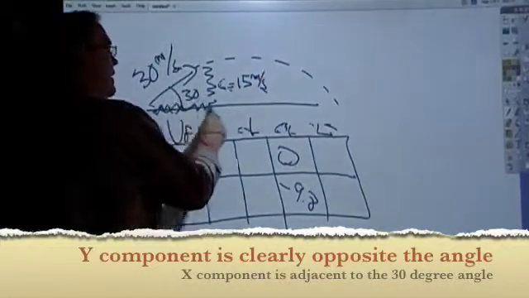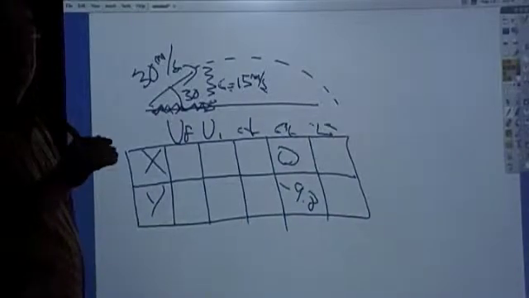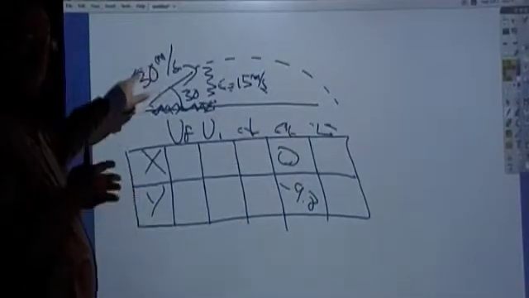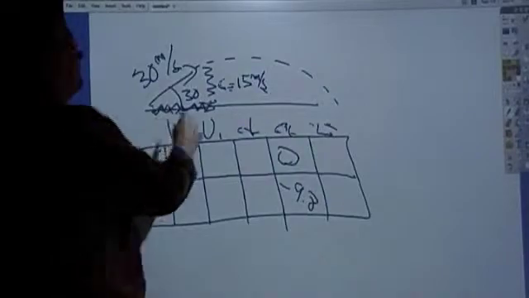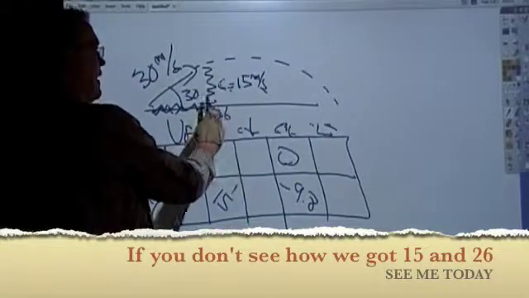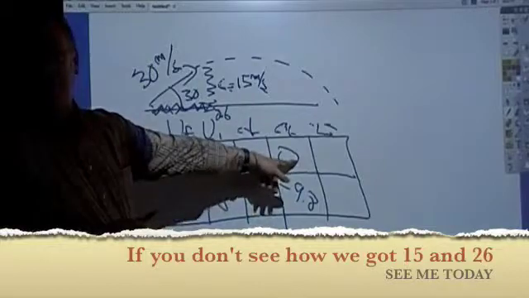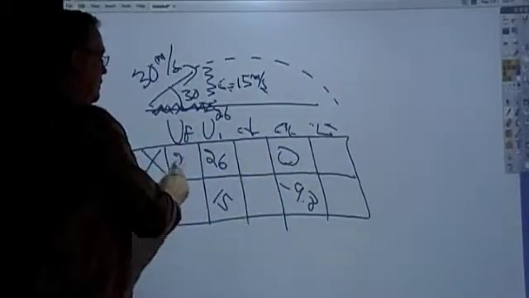How much is going east towards the windows? 26. How'd you get that? Cosine of 30 times 30. What did you say, 26? 26. All right, so VI in the y direction is 15. VI in the x direction is 26. No acceleration, therefore final velocity in the x is 26.